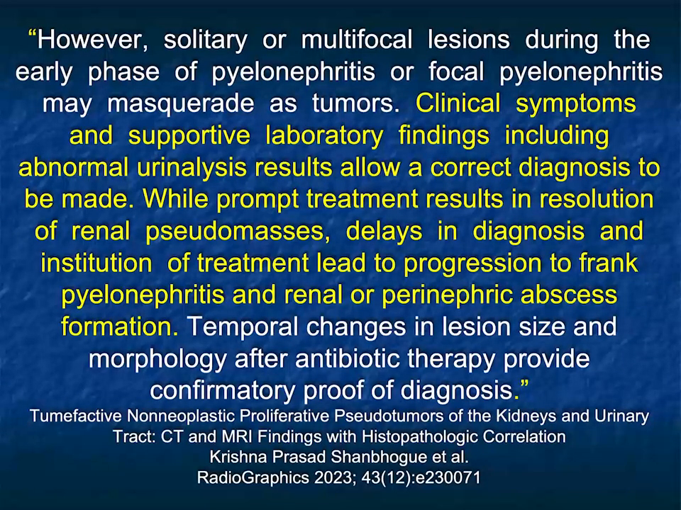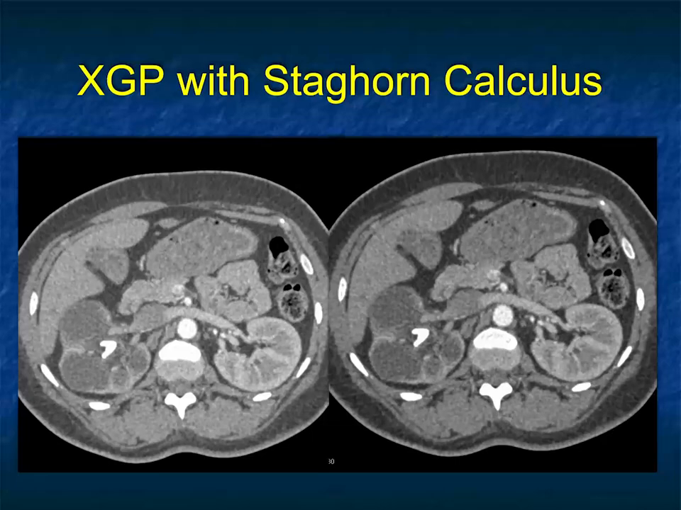This article does make the point, solitary or multifocal lesions during the early phase of pyelo or focal pyelonephritis can masquerade as tumors. So you want to be very careful. Again, when the patient has infection, treat the patient correctly. Sometimes you may have to drain abscesses. Temporal changes in lesion size and morphology after antibiotic therapy provide confirmatory proof of the diagnosis in most cases, but it can be somewhat tricky.